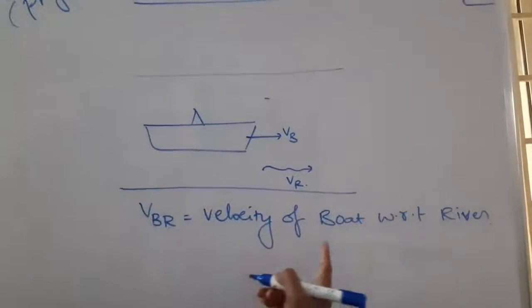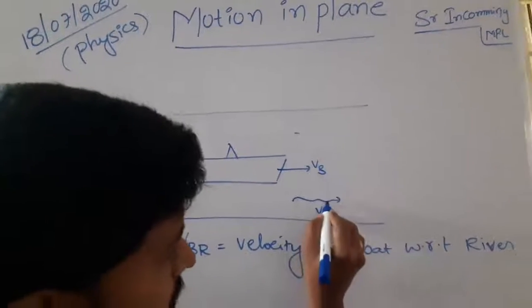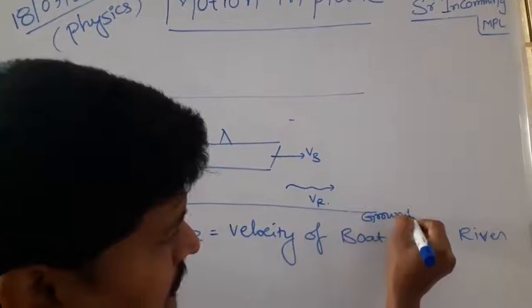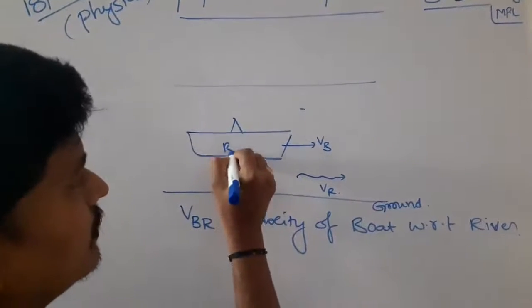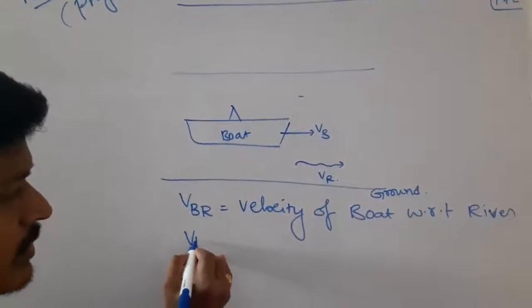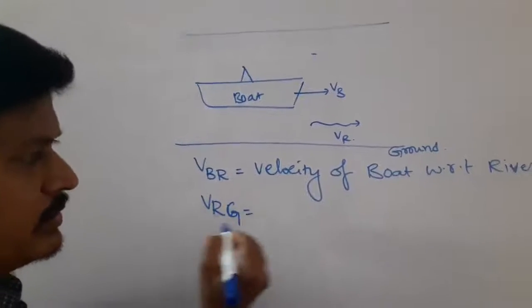VBR is called the velocity of the boat with respect to river. And next, the velocity of the water with respect to ground, that is the velocity of the river with respect to ground, VRG.